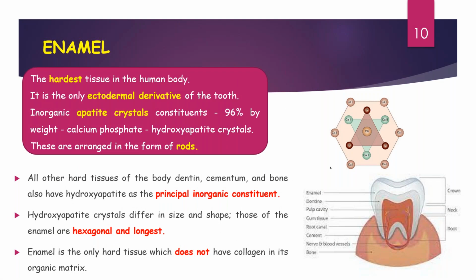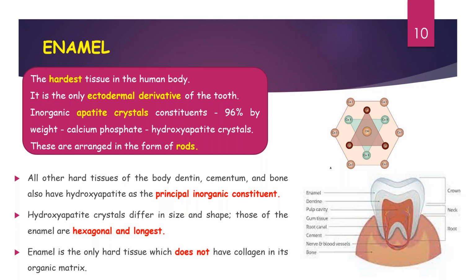Now, individually, we can study all the hard tissues and soft tissues of the tooth and its supporting structures. Enamel is the hardest tissue in the body, derived from the ectoderm. It is mainly formed by all the hard tissues, not only the enamel, but dentine, cementum, as well as alveolar bone. They are formed by organic and inorganic components.